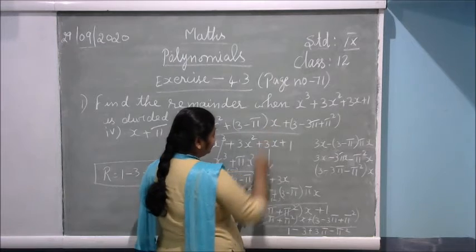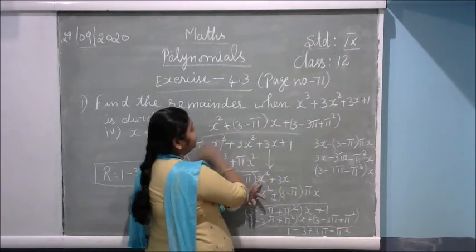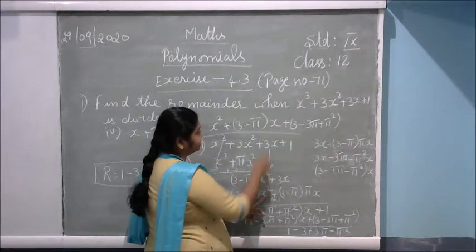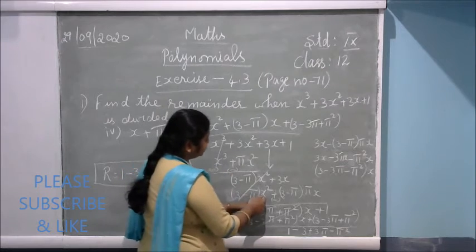Why x I put? X square is there. Why x I put? Because here also one x is there. So if you multiply, you will get the x square. That's why you have to take the x here. Okay. So x into x square.